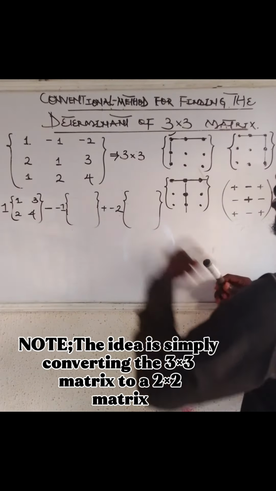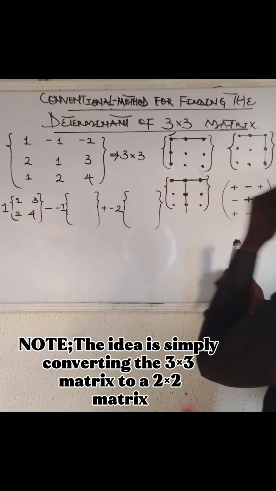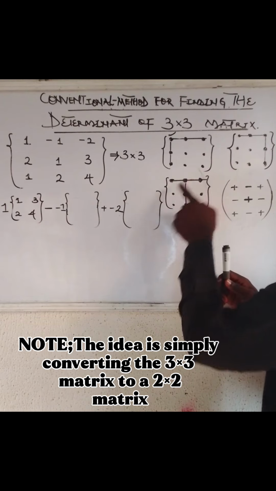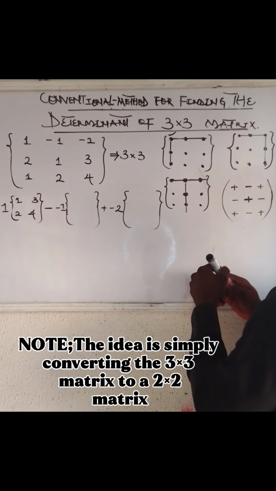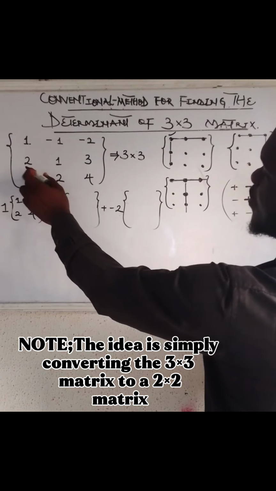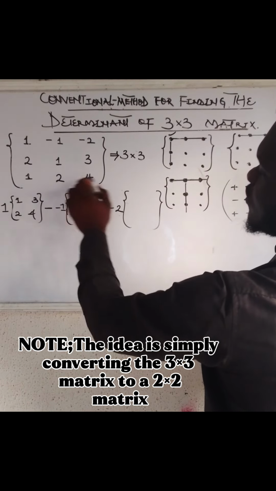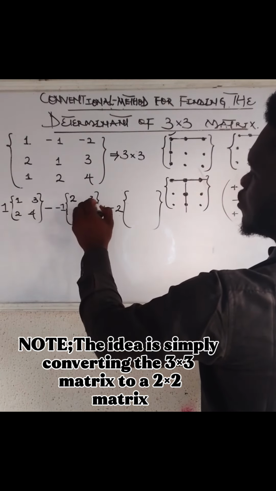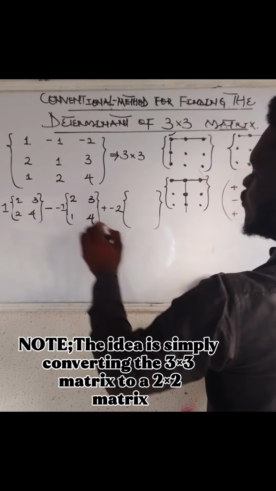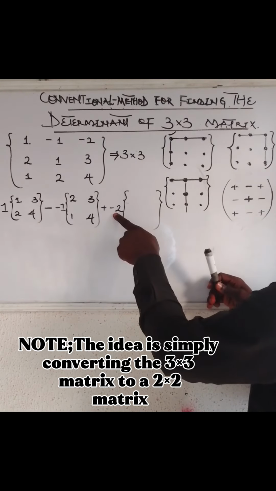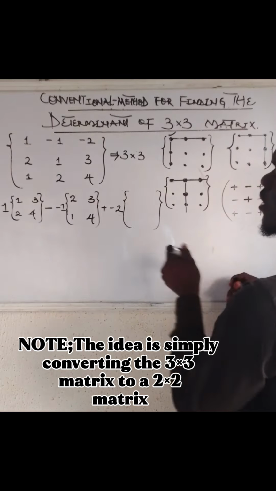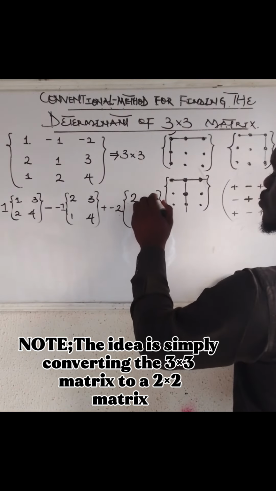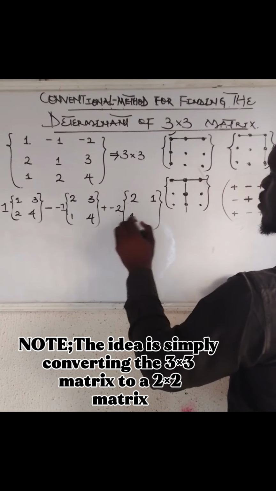What about this other one? When we come to -1, because we are using -1 here, you can see we still have 4 elements left in the form of a 2 by 2 matrix. That matrix will be 2, 3, 1, 4. So we have 2, 3, 1, and 4. What about the last? You have -2. You can see those 4 elements represent 2, 1, 1, 2.